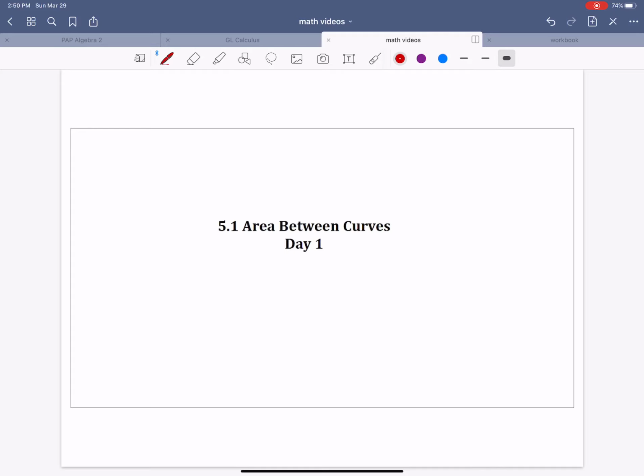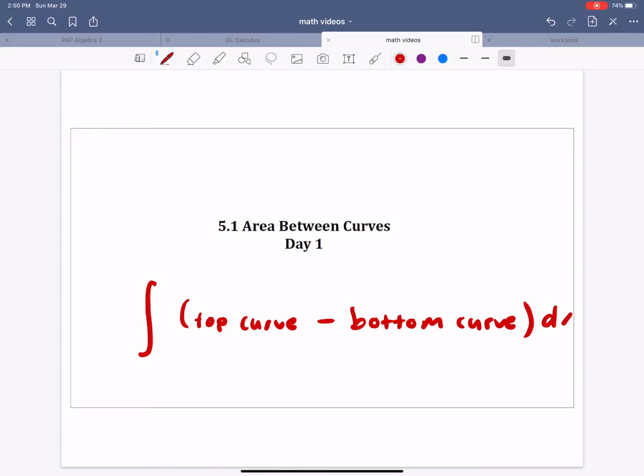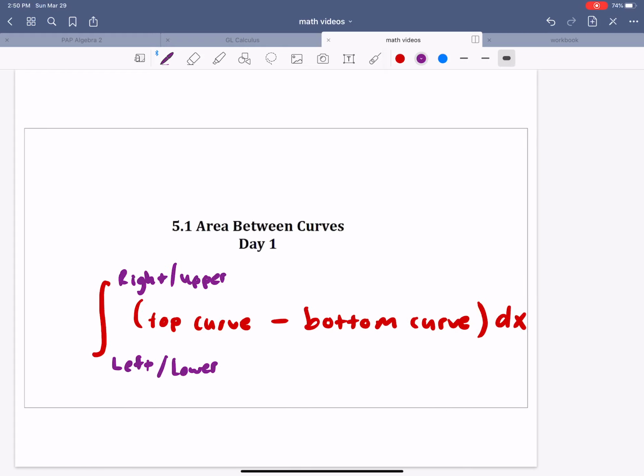But once we get the graph, the calculus that we're going to use, and I want you to write this down, is we're going to take the integral of the top curve minus the bottom curve. Top curve minus bottom curve. That might not make a ton of sense to you right now, but it will as soon as we're done with this lesson. And we're going to have a right bound and a left bound, or right slash upper, left slash lower, is how those would be referenced. So this will make a ton more sense as we jump in and start doing some problems.